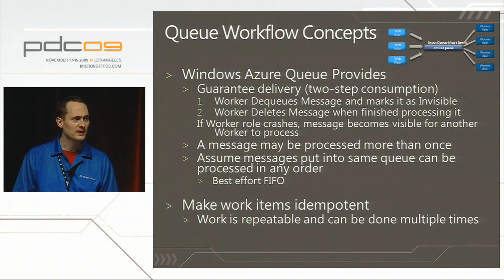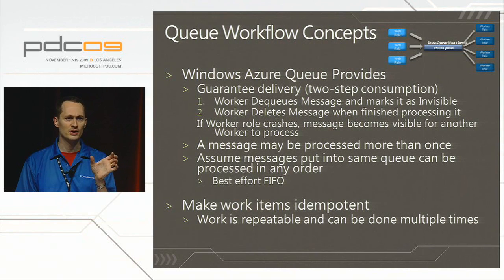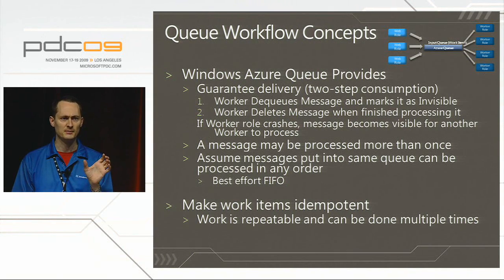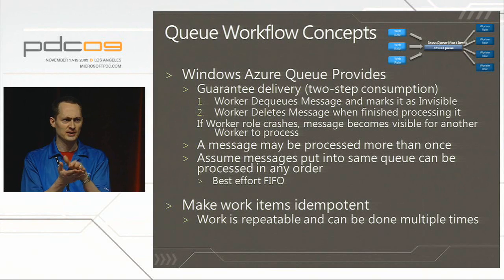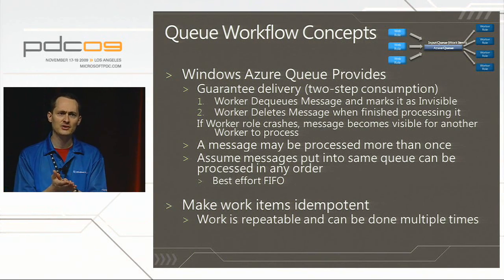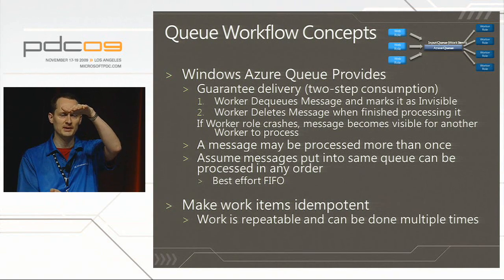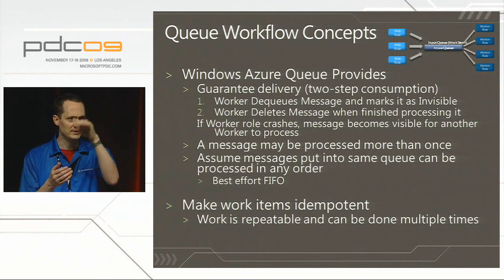Now, one important thing here is that since a message may be processed more than once, you really should make your work items idempotent. Okay? You really want to make your work items repeatable so that they can be done multiple times. And if you have a work item that you think doesn't fit into that model, what you typically can do is take that work item and break it up into multiple steps where each additional step is idempotent, and then feed that through the queue.